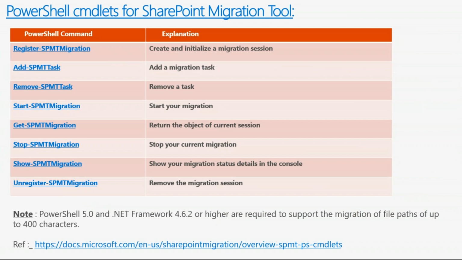So, PowerShell commandlets. As I said, with version 2, the PowerShell module was released for this tool. And as of today, these are the PowerShell commandlets which are available for the SharePoint migration tool as we speak. Down below I've given a note which speaks about the .NET framework and the PowerShell version you are supposed to be running. There is a reference document down there, and these are the PowerShell commands. The first one, Register-SPMTMigration, is going to create and initialize a migration session. Add-SPMTTask is going to add a migration task. Remove and Start are pretty straightforward commands. This is similar to your SharePoint on-premises or online commands, and I do not want to go into detail about it. You can check for yourself later.